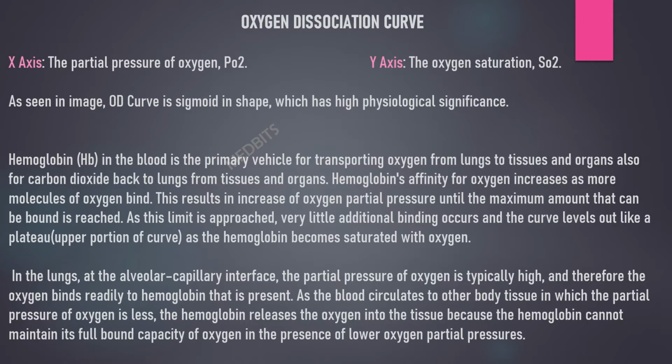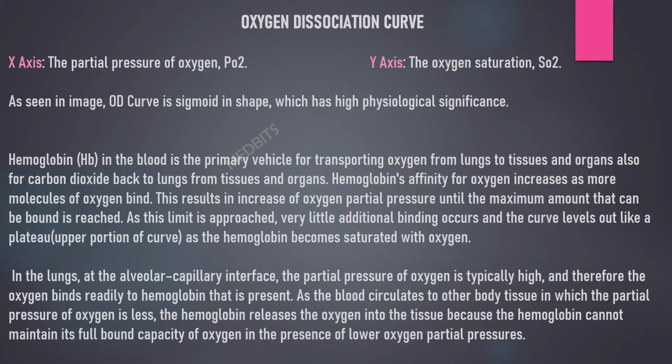Hemoglobin's affinity for oxygen increases as more molecules of oxygen bind. This results in an increase of oxygen partial pressure until the maximum amount that can be bound is reached. As this is approached, very little additional binding occurs and the curve levels out like a plateau, that is the upper portion of the curve, as the hemoglobin becomes saturated with oxygen.